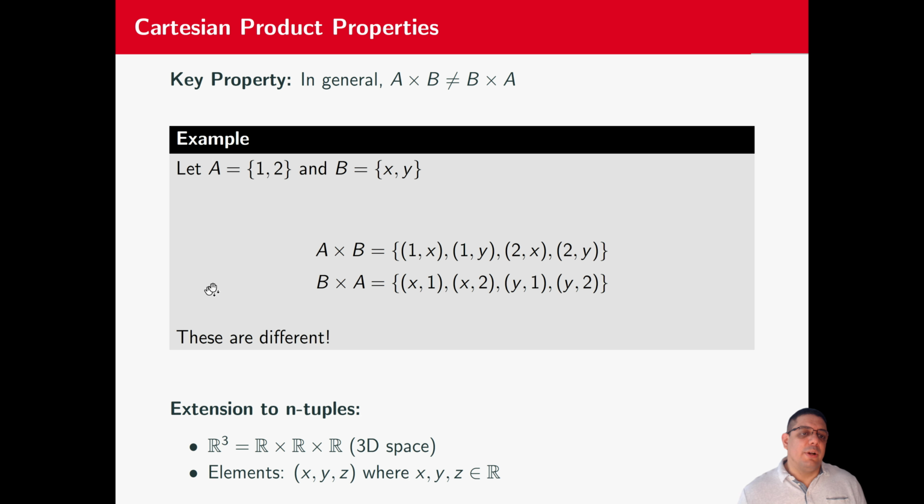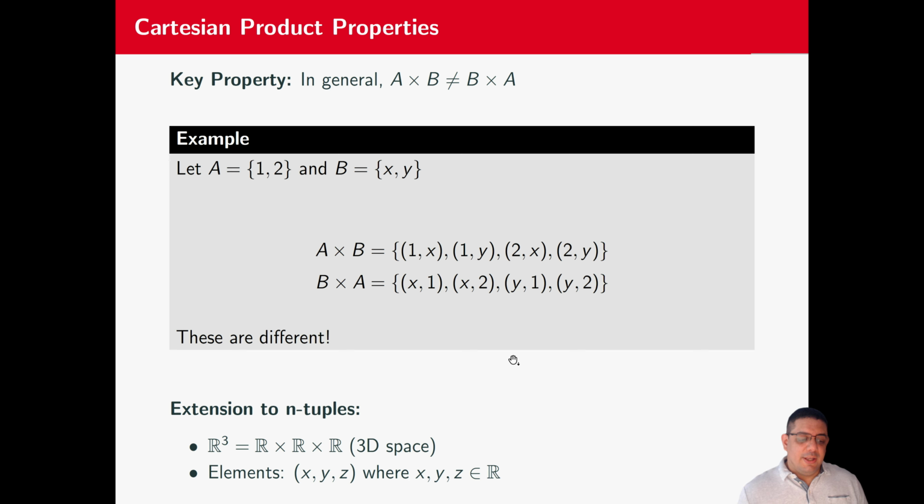Now, one key property here, because of the nature of ordered pairs, is that A Cartesian product B is going to be different from B Cartesian product A. And we can check that once again with the sets {1, 2} and {x, y} as A and B. Notice that A times B starts with 1x, 1y, 2x, 2y, but B times A is going to be x1, x2, y1, y2. So the difference in the order of how they start makes them different.